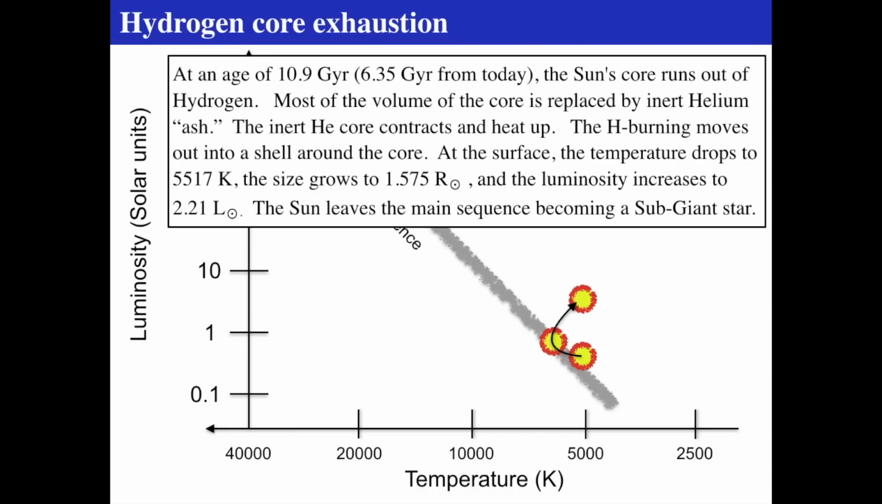So if the luminosity increases twice as much, that means the core luminosity has to go up. For the core luminosity to go up, the temperature must go up. So it's getting hotter in the center of the sun all this time. It becomes a subgiant star.